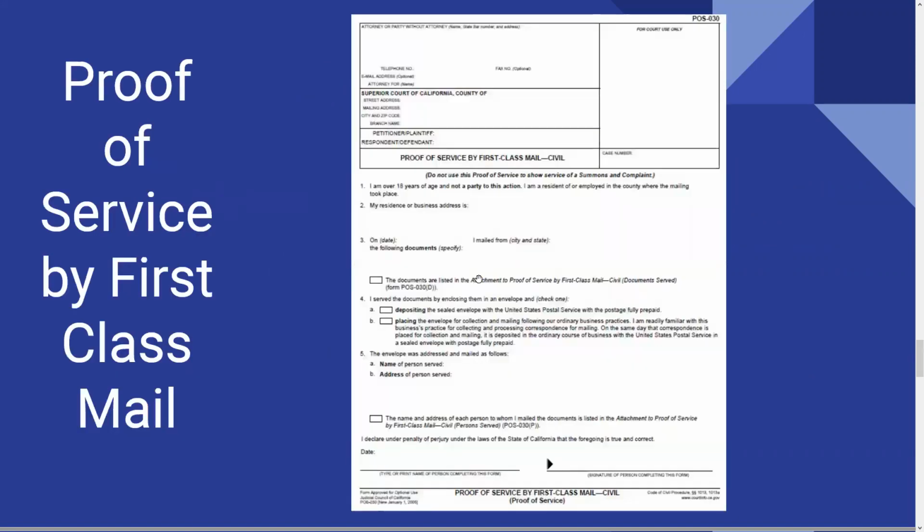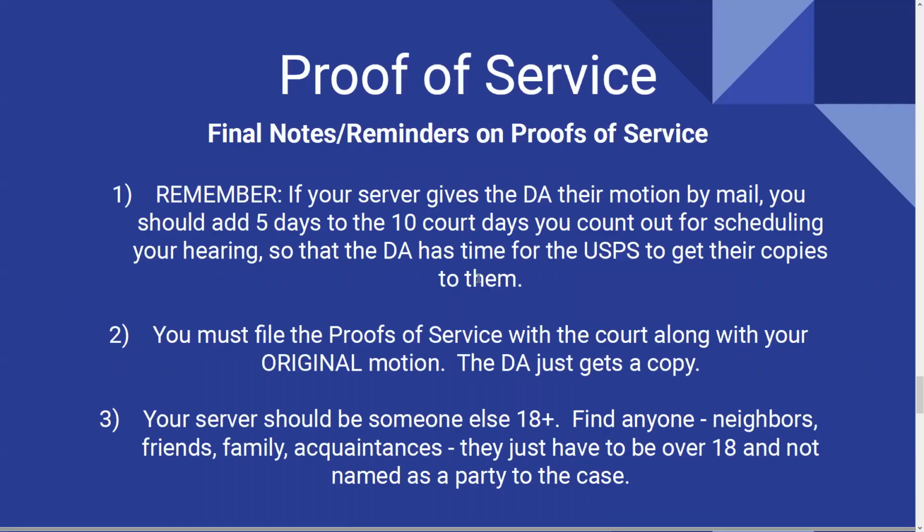So this is what it looks like when you have a proof of service by first class mail. And some people think that means certified mail. It does not. It just means that you're using the US Postal Service. So straight in your mailbox is okay.